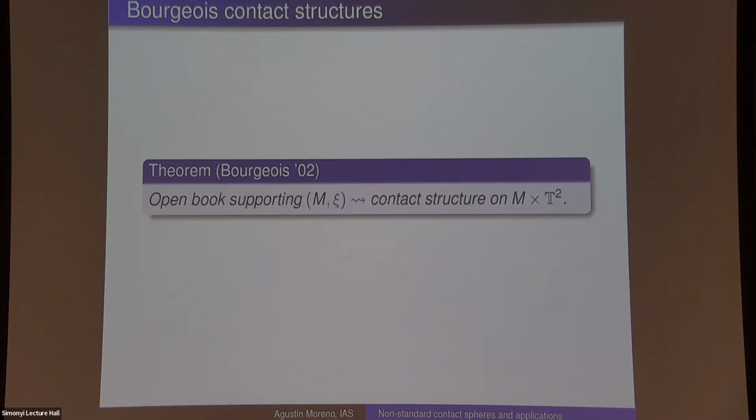So this is the input for a construction due to Bourgeois that goes back to 2002. What Bourgeois does is, starting from an open book supporting some contact structure, he constructs a contact structure on the product of the manifold with T2. The motivation at the time was an existence result. There was an open question ever since Lutz wrote down a contact structure on T5 in the 70s, and people didn't know back then whether high dimensional tori were contact. This solves that by iterating the Bourgeois construction. The really non-trivial input of this theorem is Giroux's result. The formula is very simple to write down and check. This gives us a systematic way of getting contact manifolds.